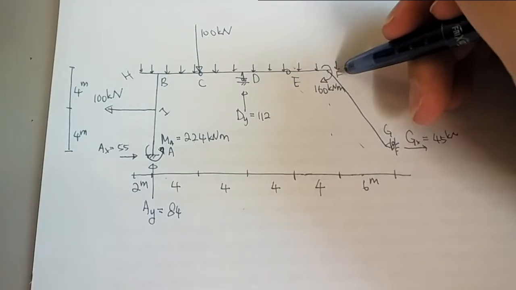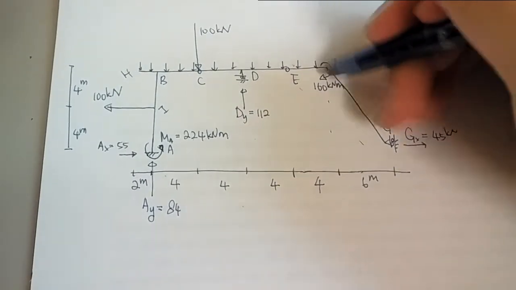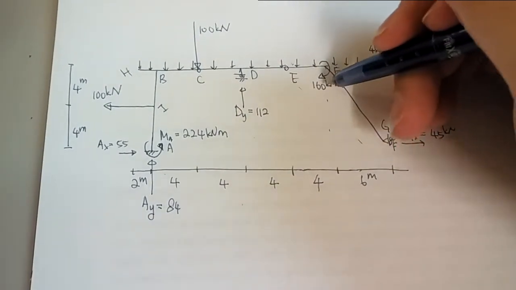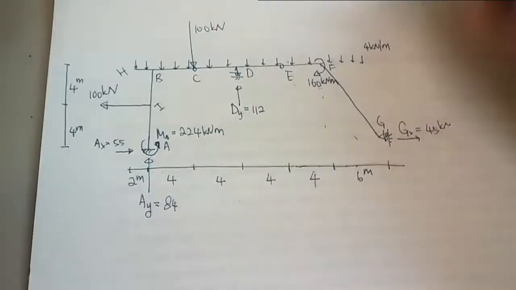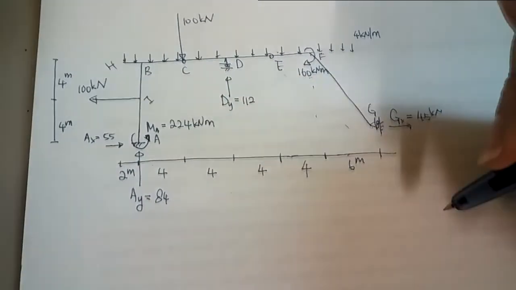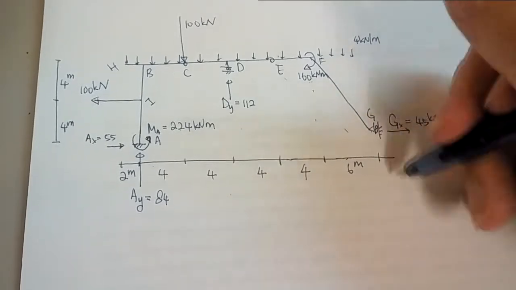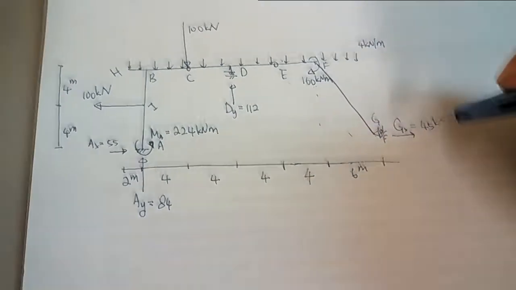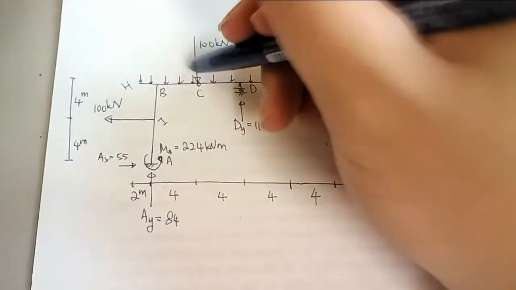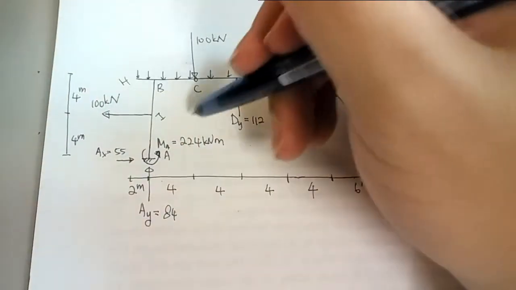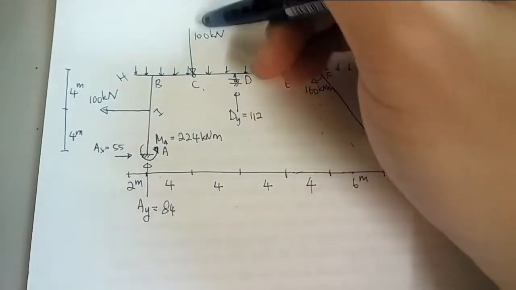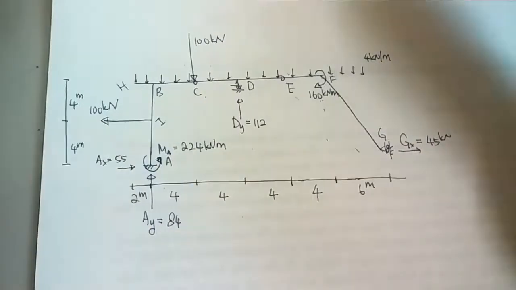And point F has a concentrated moment, clockwise, with a value of 160. Point G is a roller support, so it can move freely up and down. And then there are two concentrated loads, 100 kN at I and 100 kN at C. This one is vertical and this one is horizontal.